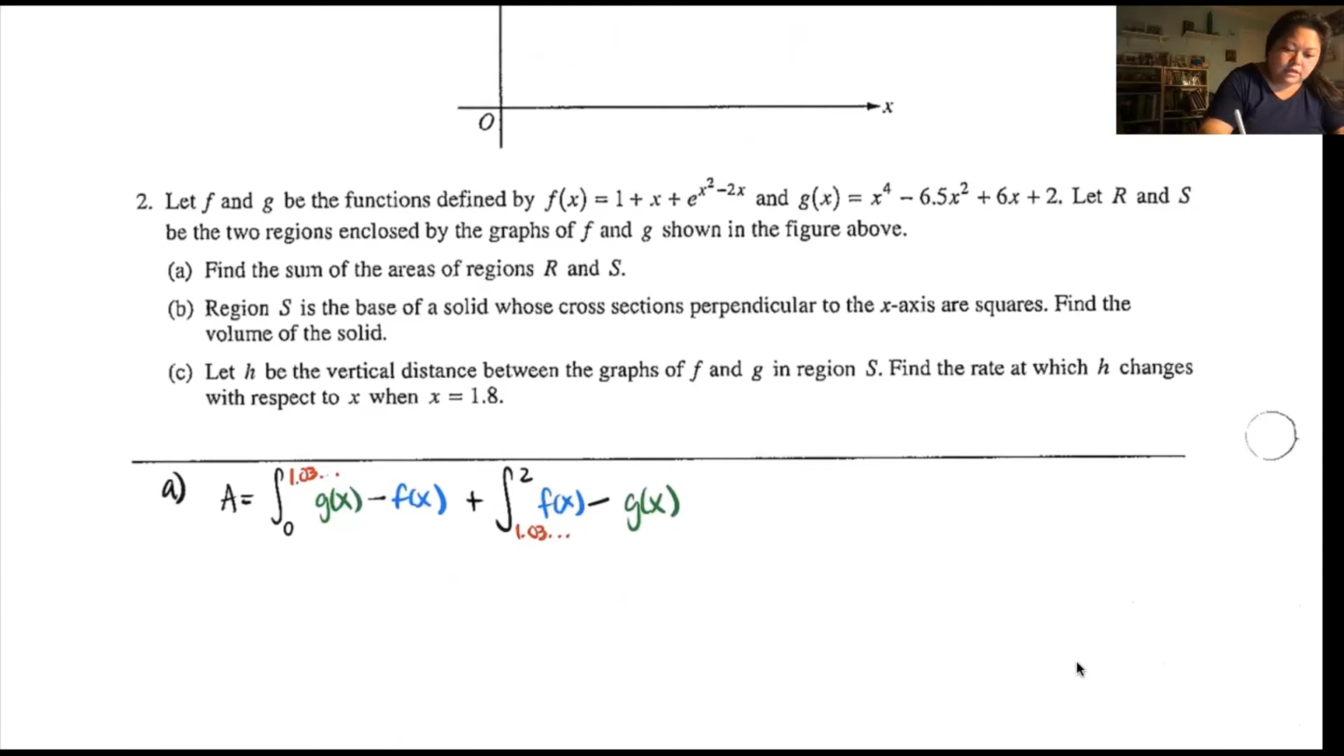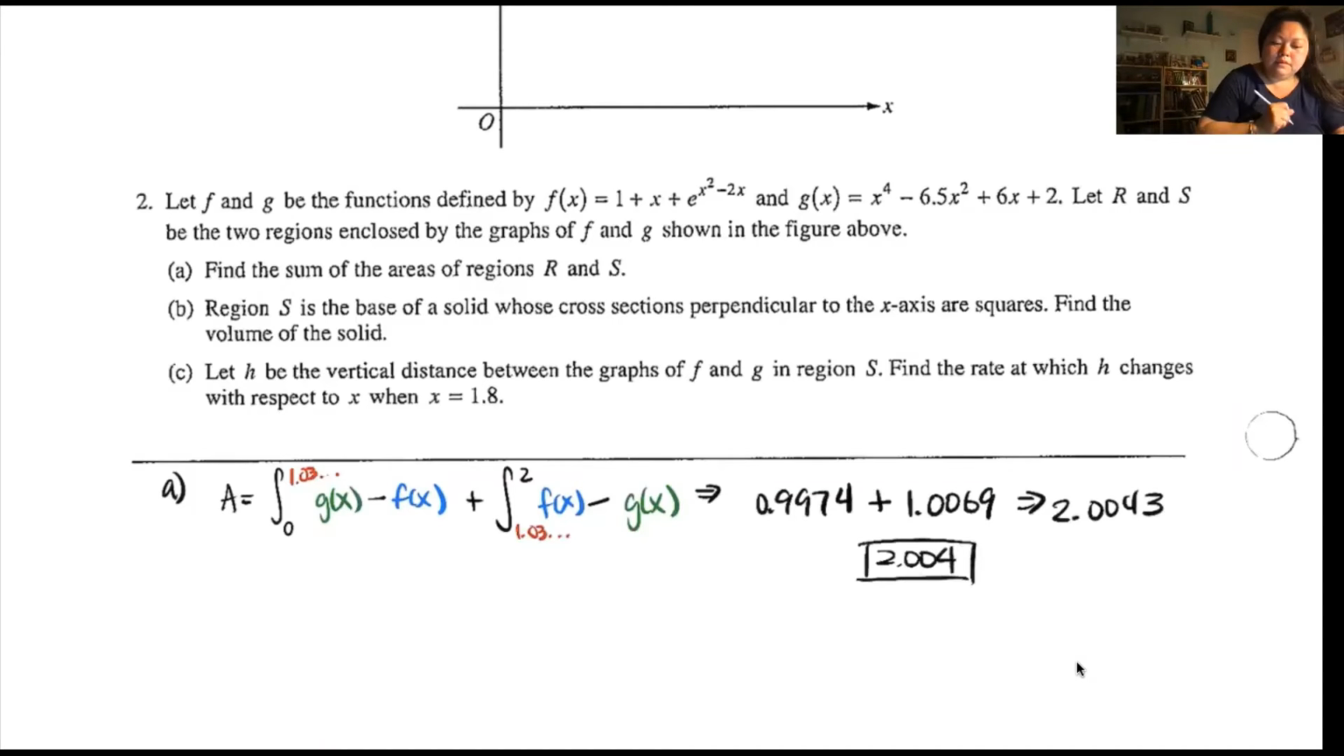But you should get 0.9974, you know, you get a lot more decimals, but you don't need that much, plus 1.0069, which gives us a total of 2.0043. So total area is about 2.004. Okay, beautiful. All right, part B.